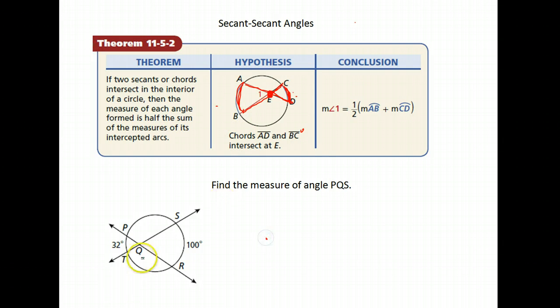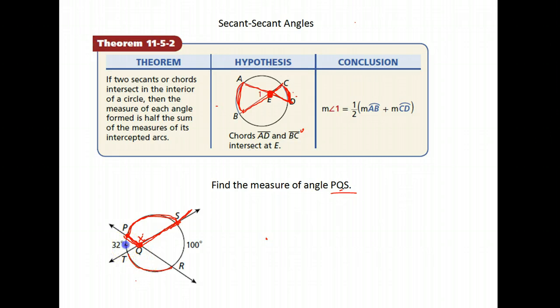So let's take a look at our example down here. We're asked to find the measure of angle PQS. So where's that angle? P down to Q, out to S. It does create an arc. Its vertex is inside the circle, so it would be half of the two arcs added together. Problem is, I don't know either of the two arcs it creates, the one above or the one below.